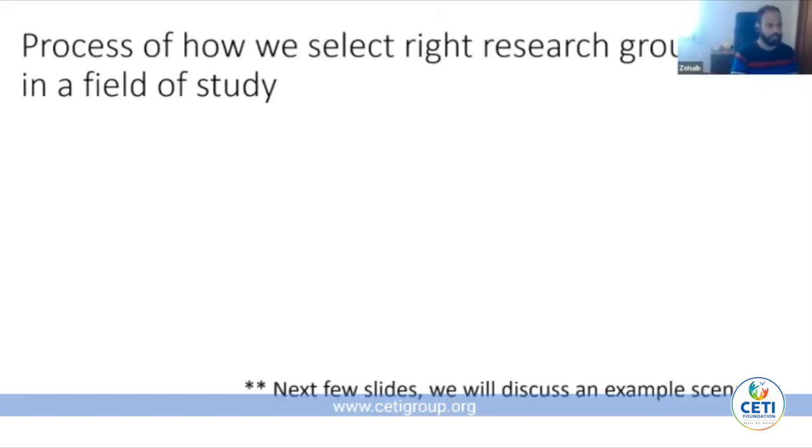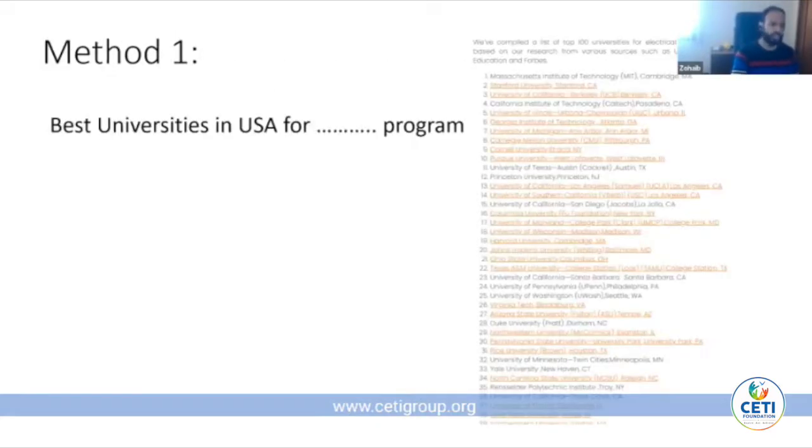So going into this section, first of all, what I want to talk about is the process of how we select the right research group in a field of study. In the next few slides, we'll discuss an example scenario. Consider me as a student who wants to apply to a master's or a PhD program. What should be the thought process? How should I select the right research group for my field of study? A very traditional method, which most people use, is to do a Google search for best universities in USA for this program, or best universities in Canada for this program.